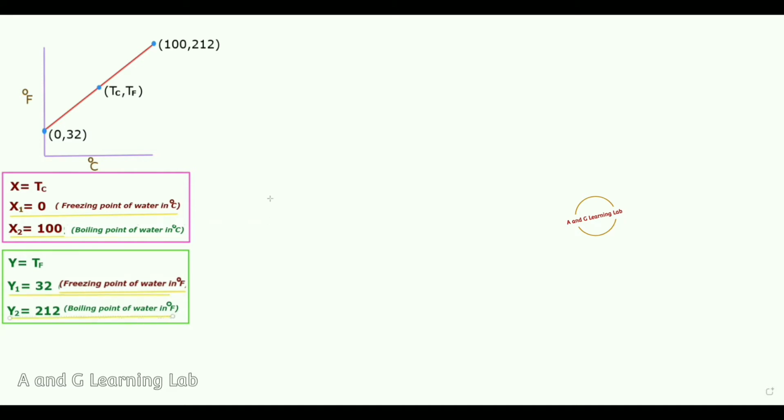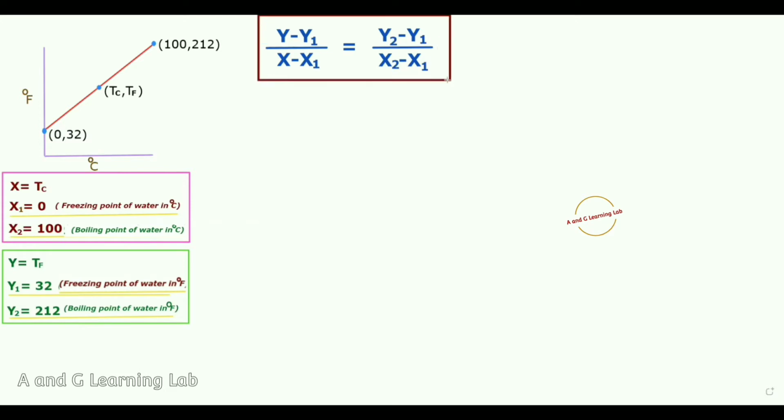Let's consider a point TC and TF on the line by using two-point form. For calculating equation of the line, we get (y minus y1) by (x minus x1) is equal to (y2 minus y1) by (x2 minus x1). By substituting values, we get (TF minus 32) by (TC minus 0) is equal to (212 minus 32) by (100 minus 0). Therefore, (TF minus 32) by TC is equal to 180 by 100.